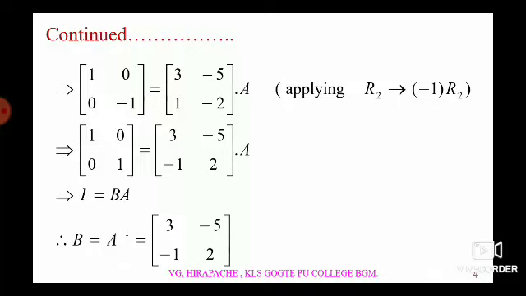Since our left hand side is a unit matrix, the right hand side will be called B into A. Therefore the matrix B is nothing but the inverse of matrix A, and the elements of the inverse of matrix A are 3 minus 5 in the first row, and second row elements are minus 1 2.